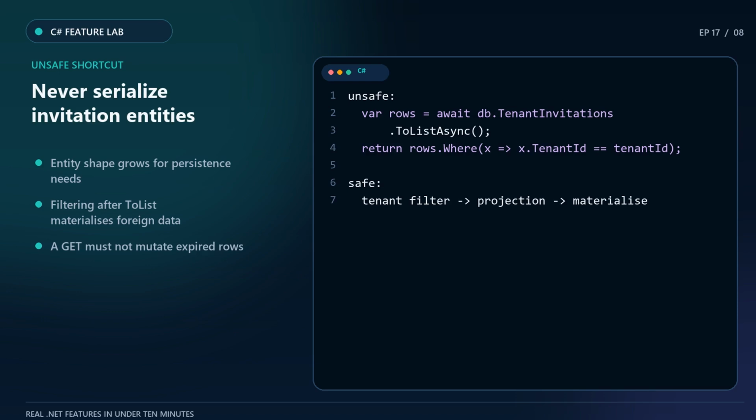The secure sequence is explicit: validate current authority, apply tenant and open state filters in the database, project the 3 allowed fields, materialize, remove expired snapshots and order the safe records. Small response records are a security control, not ceremony.